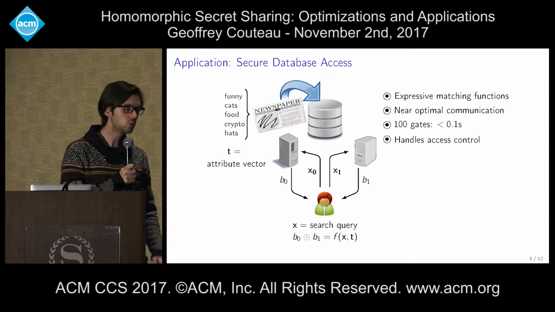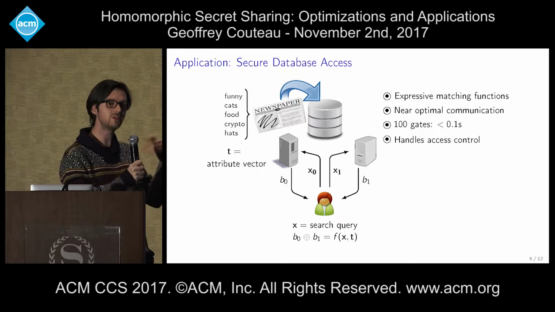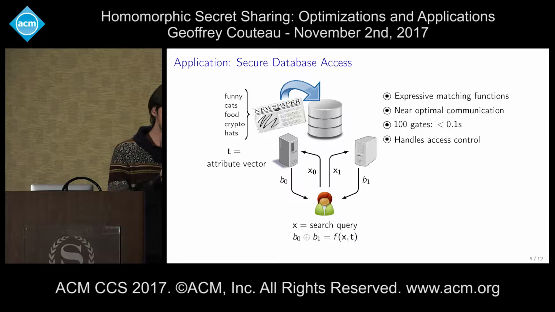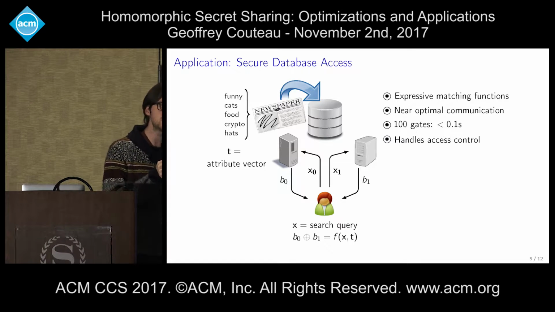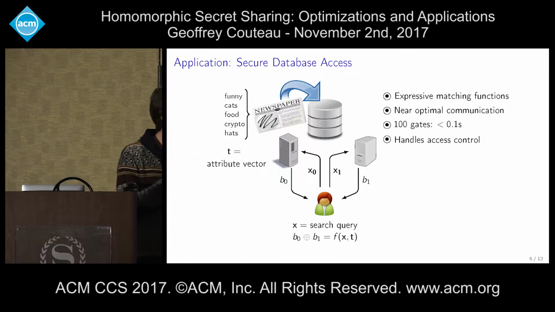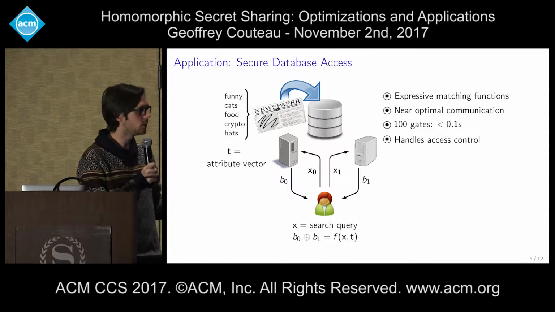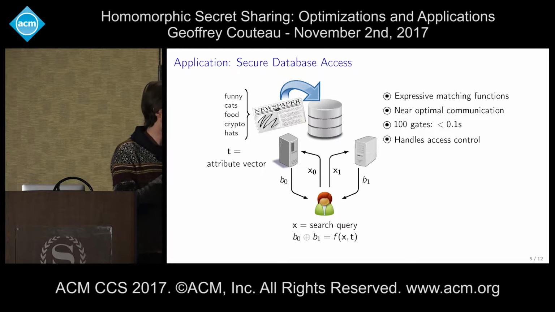We want more. We would like to let Alice send very expressive queries. Ideally, what we would like to do is something like, well, there is a set of tags, and I would like to retrieve all items from the database that contain most of these tags, or all of these tags. Or even more generally, Alice might want to retrieve privately from the database some items that are determined by a matching function, which can be, say, some arbitrary Boolean formula that takes as input her search query and the attribute vector.